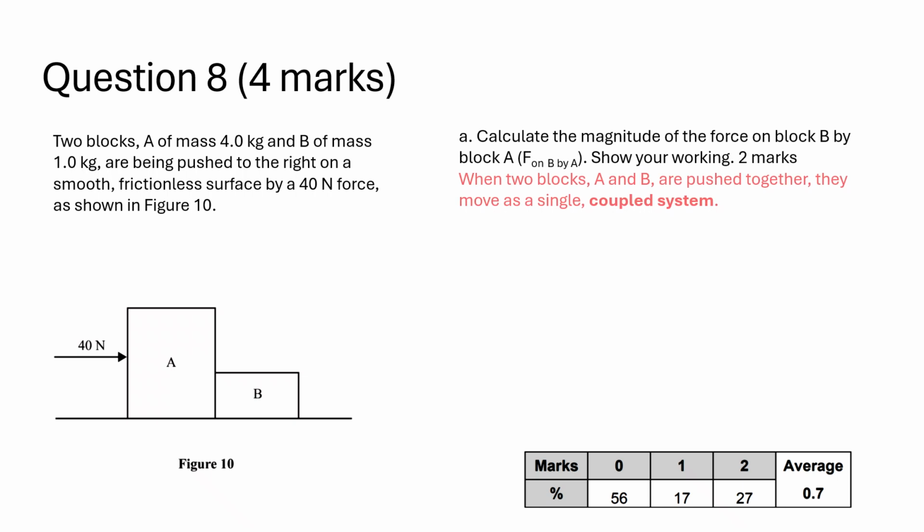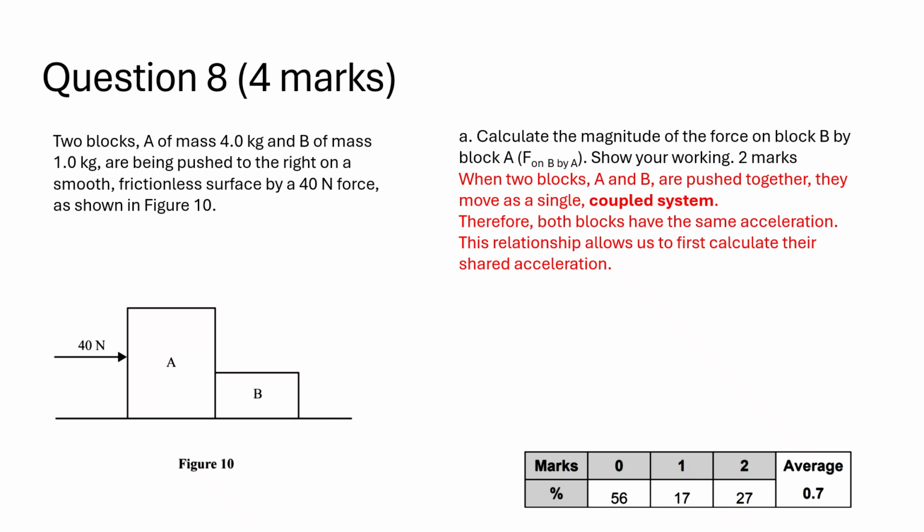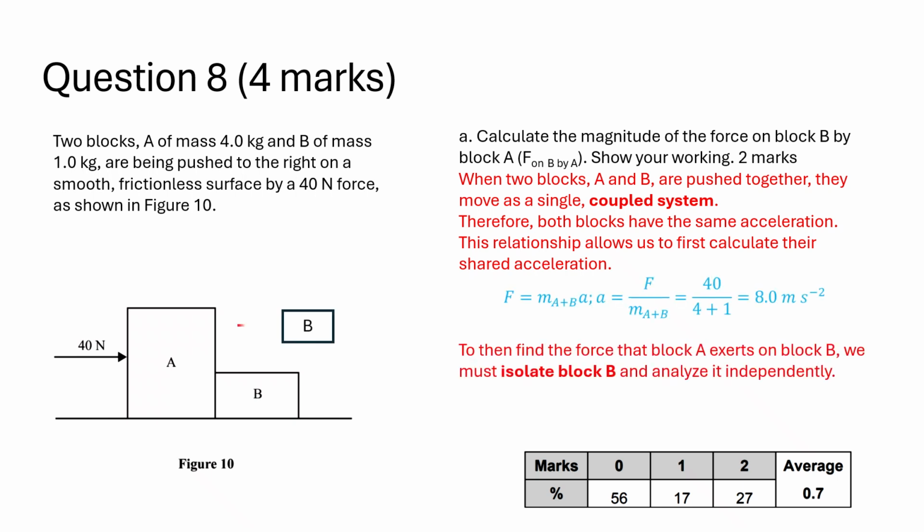When two blocks, A and B, are pushed together, they move as a single, coupled system. Therefore, both blocks have the same acceleration. This relationship allows us to first calculate their shared acceleration. To then find the force that block A exerts on block B, we must isolate block B and analyze it independently.